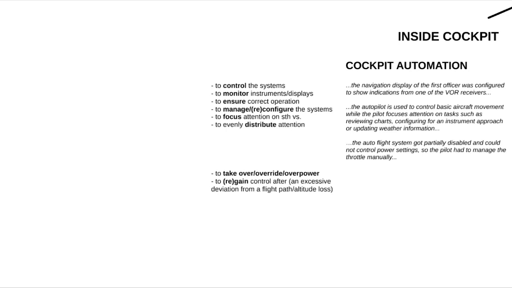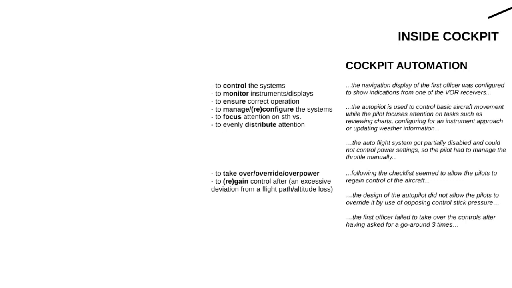Pilots take over, override, or overpower if correct operation of automatic system is in doubt. They gain or regain control, for instance, after an excessive deviation from a flight path, or after an altitude loss. For example, following the checklist seemed to allow the pilots to regain control of the aircraft. Or, the design of the autopilot did not allow the pilots to override it by use of opposing control stick pressure. Or, the first officer failed to take over the controls after having asked for a go-round 3 times.